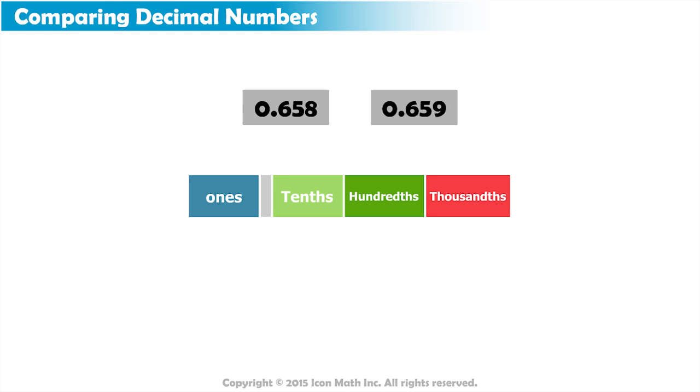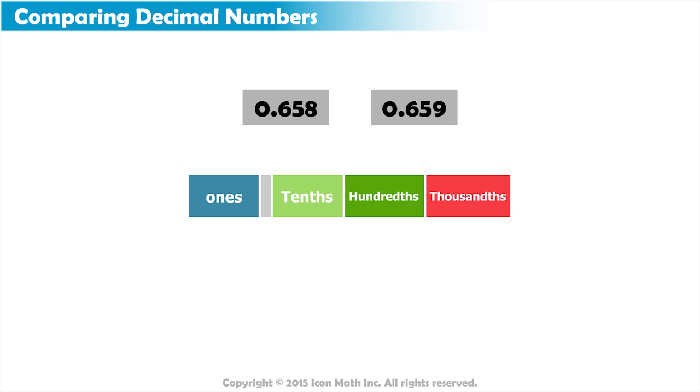The first column to the left of the decimal point represents the ones place, while the column that comes immediately to the right of the decimal point represents the tenths place. The second column represents the hundredths place, and the final column represents the thousandths place.